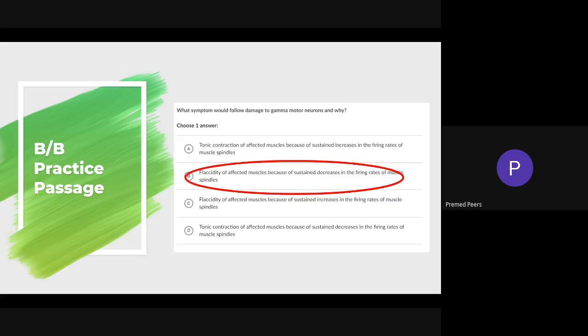All right, so those are all the questions from the Bio/Biochem passage from Khan Academy. Do we have any questions over that or questions over any of the concepts that came up?